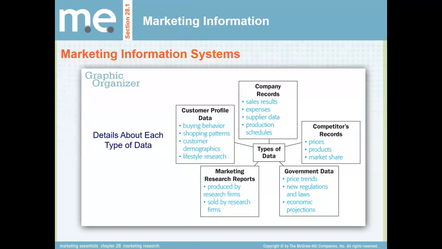And then competitors' records. We can usually tell our competitors' prices, any products they have, and what their actual market share is. So all of these are various types of data that companies will use to generate research.